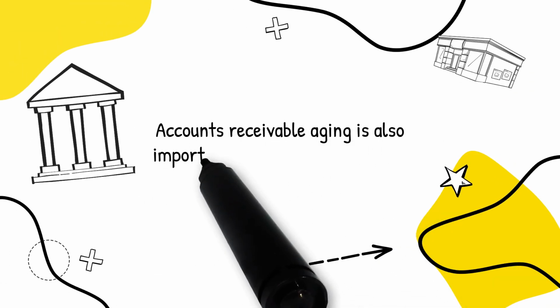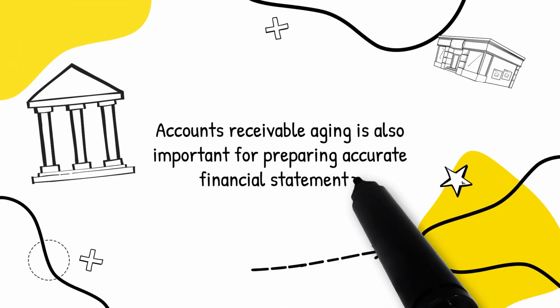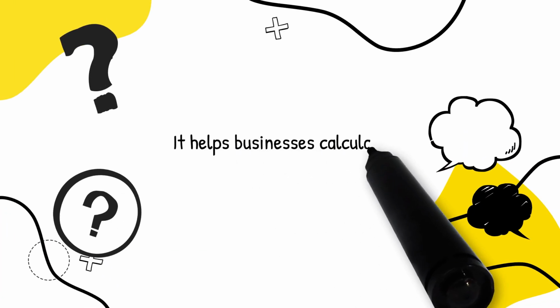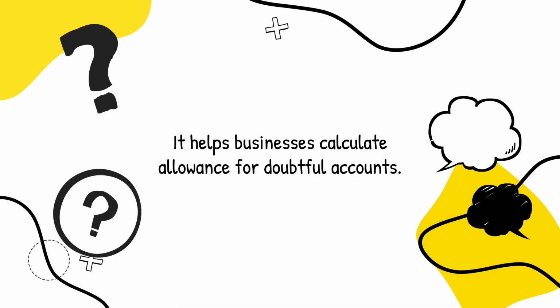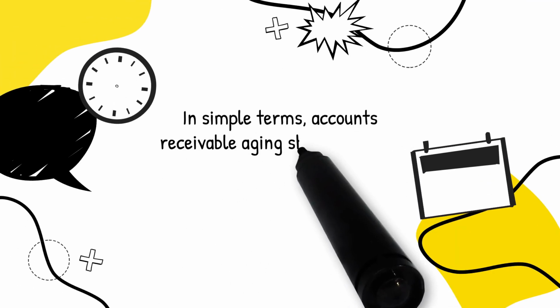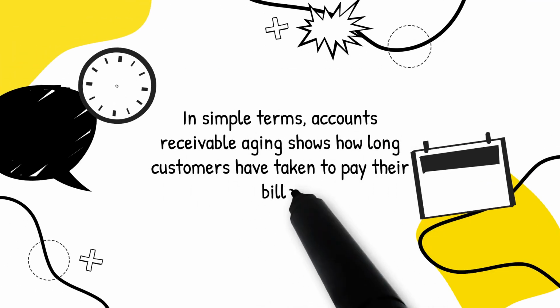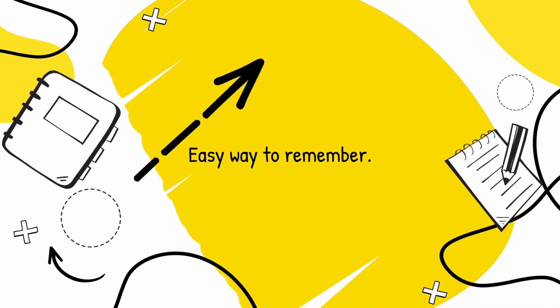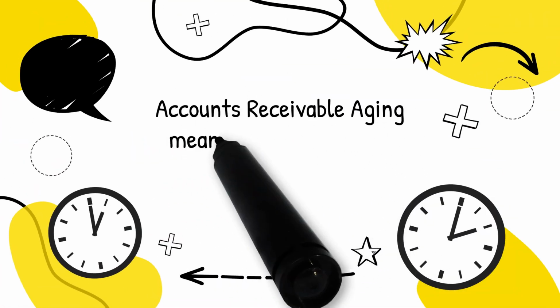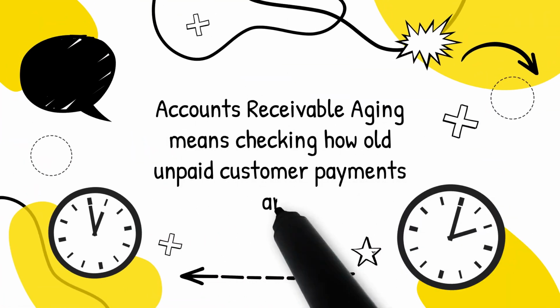Accounts receivable aging is also important for preparing accurate financial statements. It helps businesses calculate allowance for doubtful accounts. In simple terms, accounts receivable aging shows how long customers have taken to pay their bills. Easy way to remember: accounts receivable aging means checking how old unpaid customer payments are.